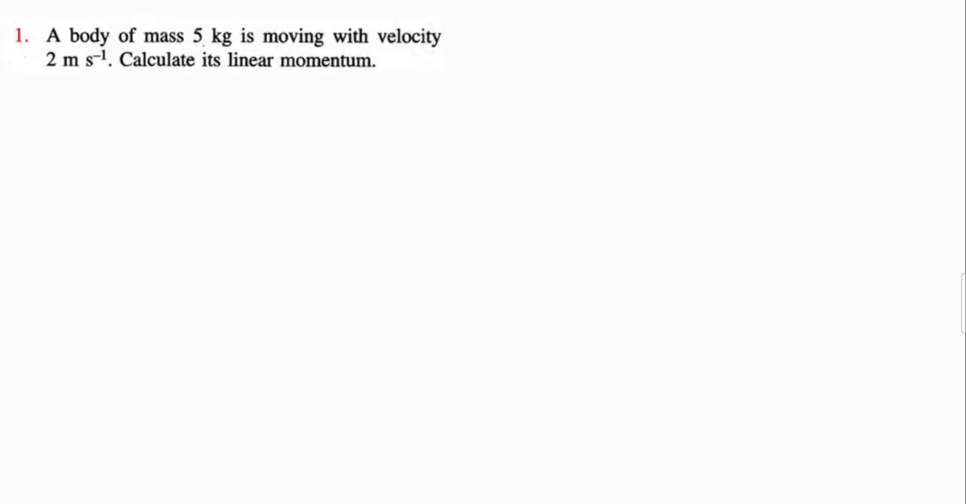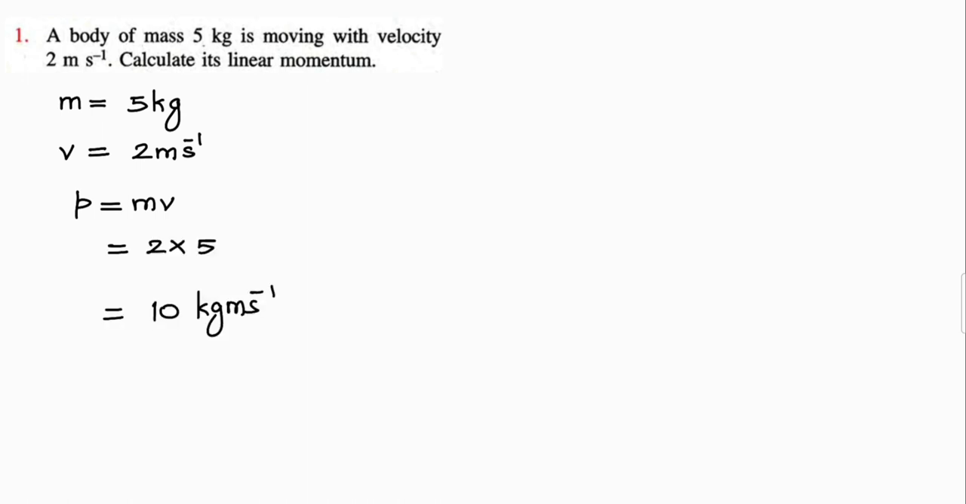Let's solve the first question. A body of mass 5 kg is moving with velocity 2 meters per second. Calculate the linear momentum. First write the data. Mass is 5 kg, velocity is 2 meters per second, hence momentum is equal to mass into velocity. Substitute the values. So the answer is 10 kilogram meters per second.